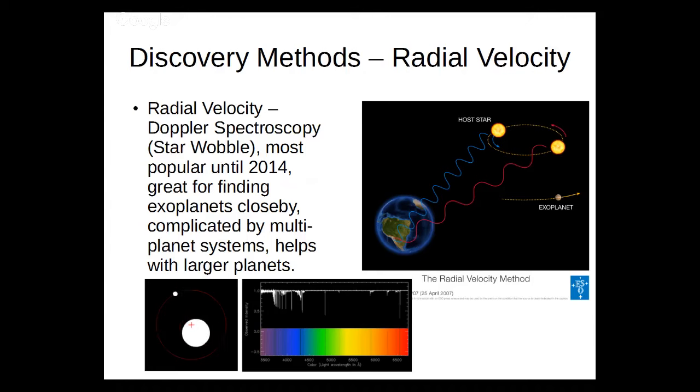Okay, so that's radial velocity. We can talk about it as star wobble if it's easier to remember.